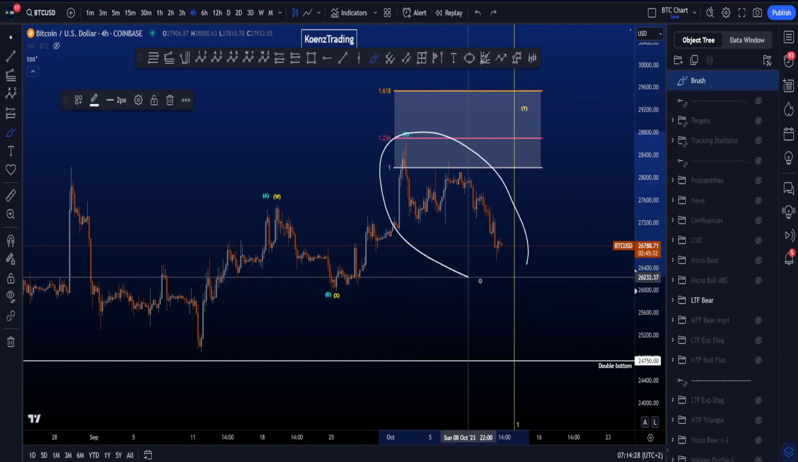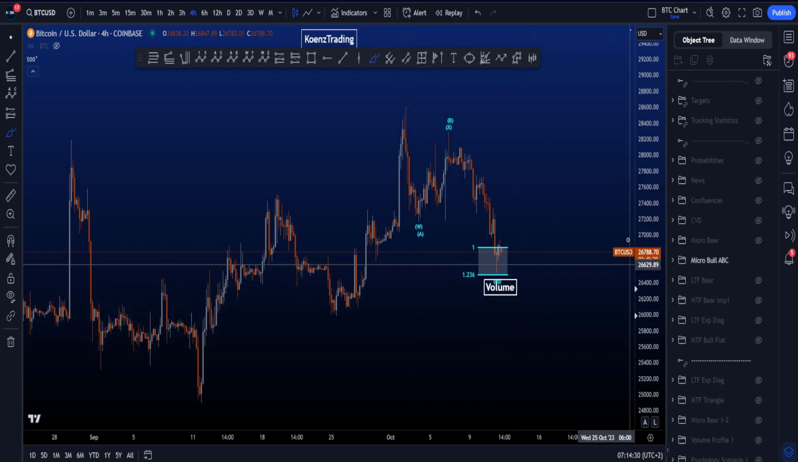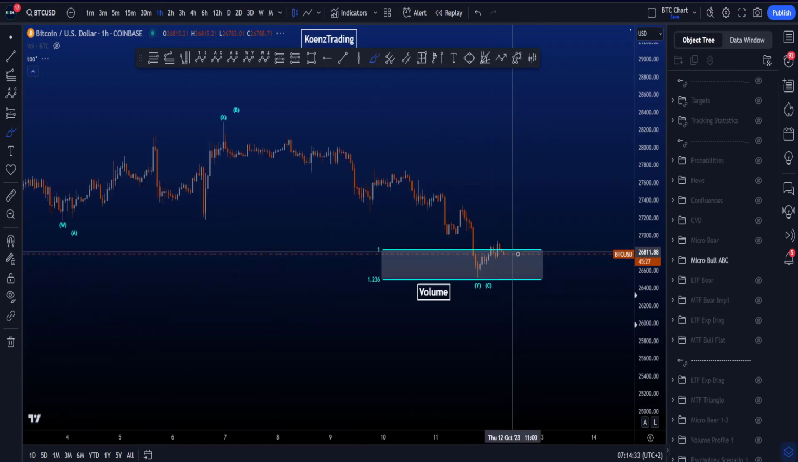If we then zoom into this structure over here, then the bullish scenario is an ABC structure or a WXY structure.